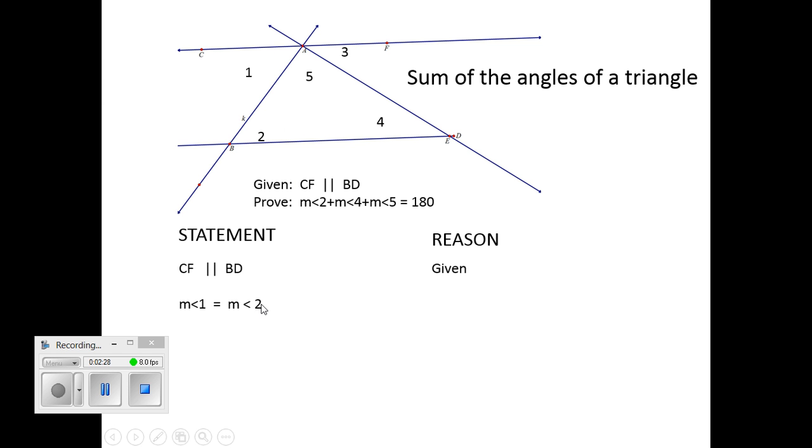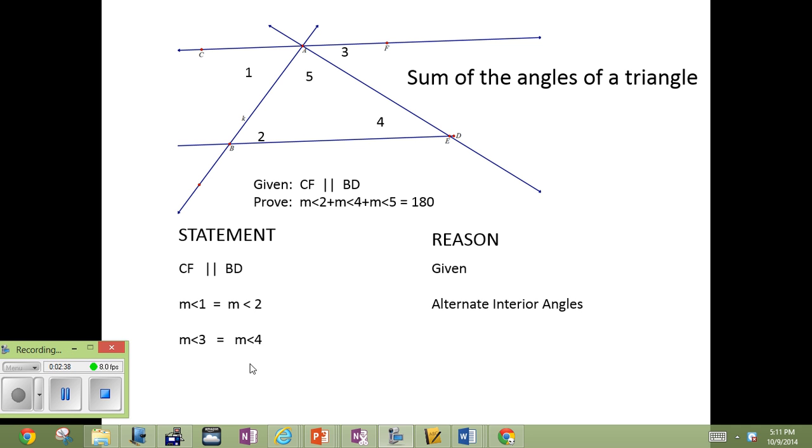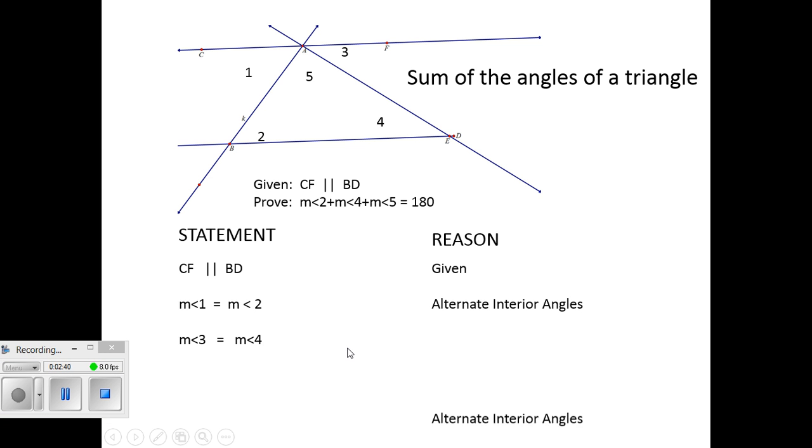We know 1 and 2 are equal. Why? Because they're alternate interior, right? We know 3 and 4 are equal. Why? Because we know they're alternate interior as well. Yes? Okay. Now, but what are we after? We're after 2 plus 4 plus 5 equals 180.